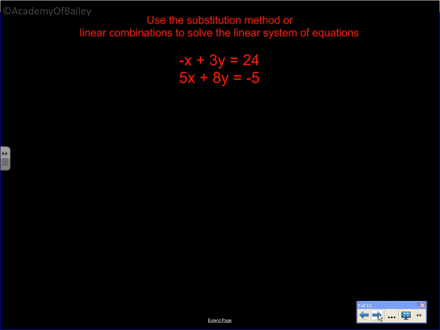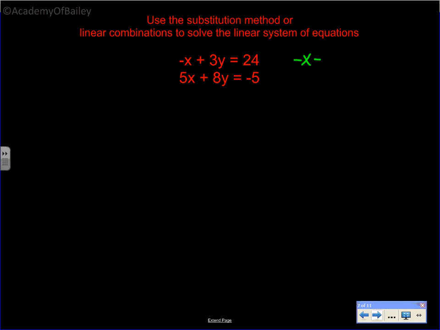This next one here, we can use the substitution method or linear combinations to solve the linear system of equations. I'm looking, it has a negative x. That's a possibility. If we just add x to both sides, then subtract 24, that's going to give us x by itself.